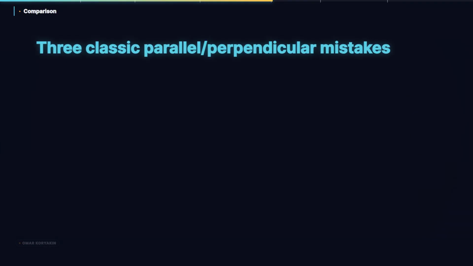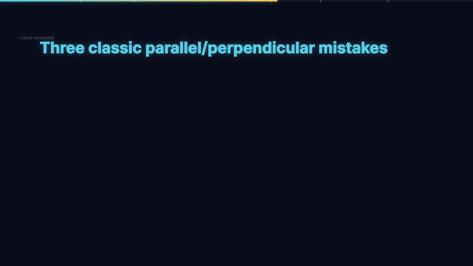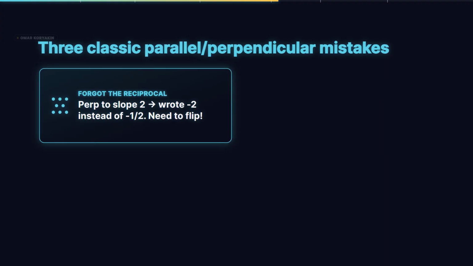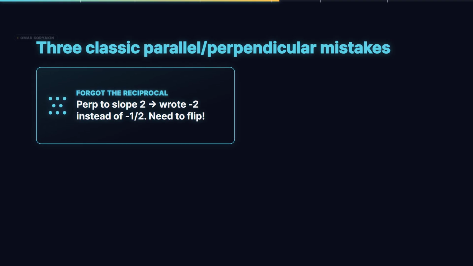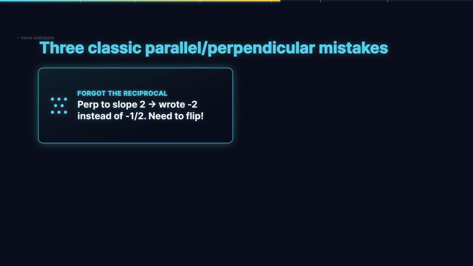Three mistakes that catch every algebra student during their first weeks of parallel and perpendicular work. Each one is fixable with a small explicit habit applied on every problem. First mistake: forgetting to take the reciprocal in the perpendicular rule and only changing the sign.